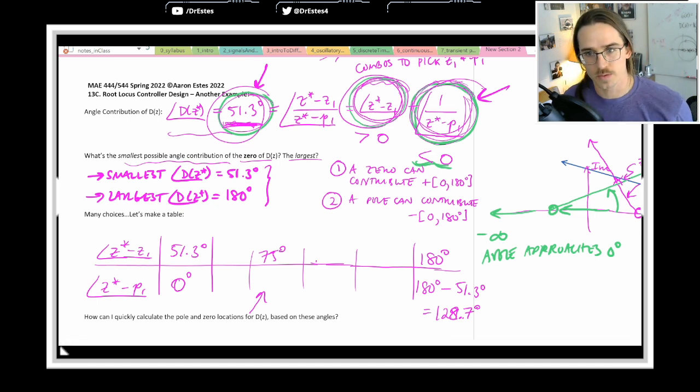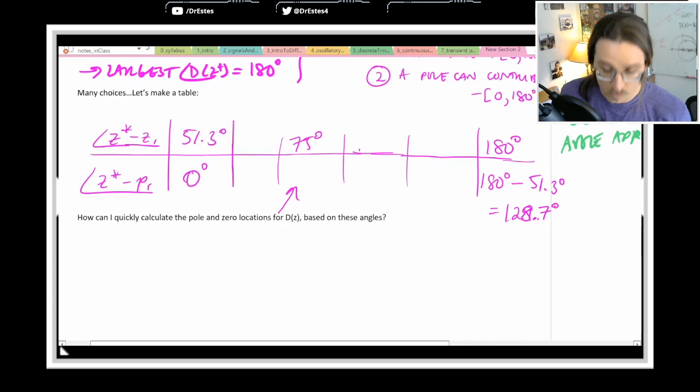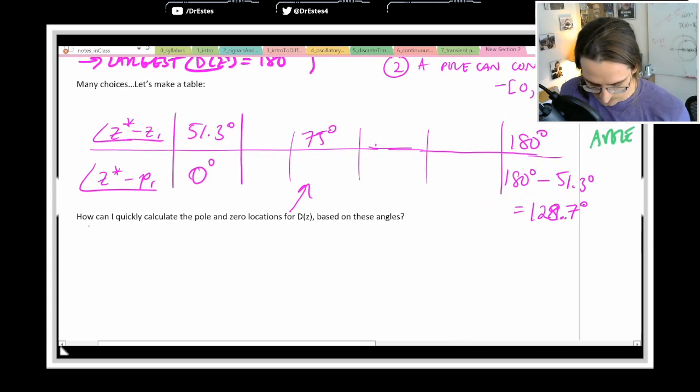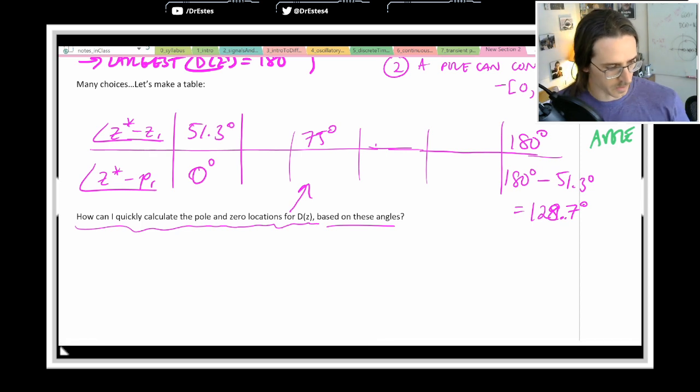From the angles, we can determine where the actual poles are located on the real axis. So we're going to move on to this. How can I calculate the pole and 0 locations based on these angles we have in the table? Because just knowing the angle, we're going to need to know where the pole or 0 actually is. And so I want to create a formula that we can just throw into Matlab so that we don't have to do this calculation by hand each time.